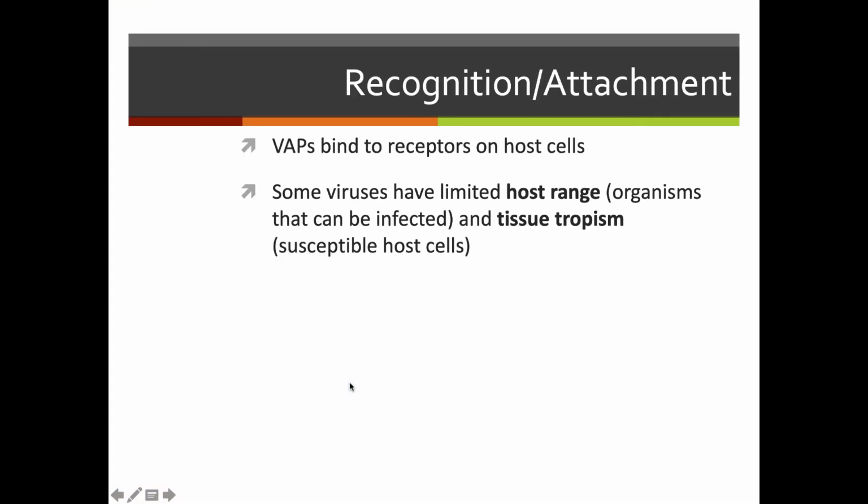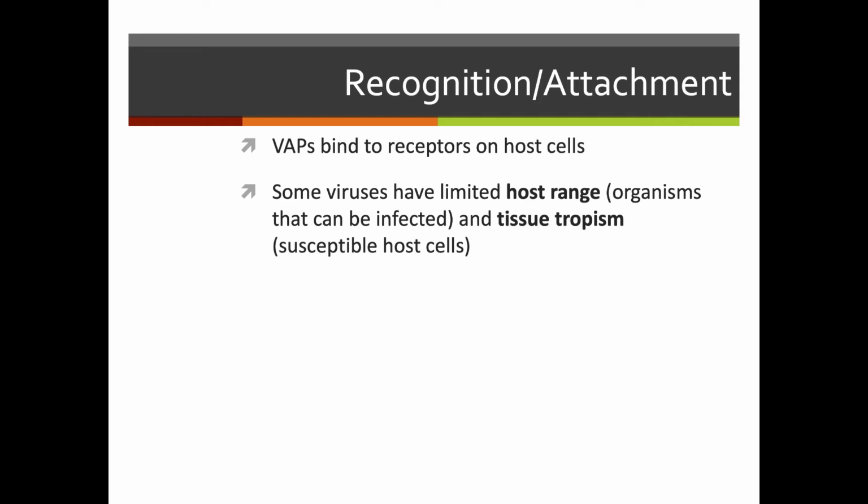So that first step is going to be recognition or attachment. Viral attachment proteins, whether or not they're part of a naked virus in the capsid or part of an enveloped virus in the envelope, will bind to receptors on the host cell. This is the limiting factor about where a virus can go. Those viral attachment proteins are only going to be able to bind to certain receptors on certain types of cells in certain types of organisms. And so if they don't have a very broad type of viral attachment protein, they may be very limited.